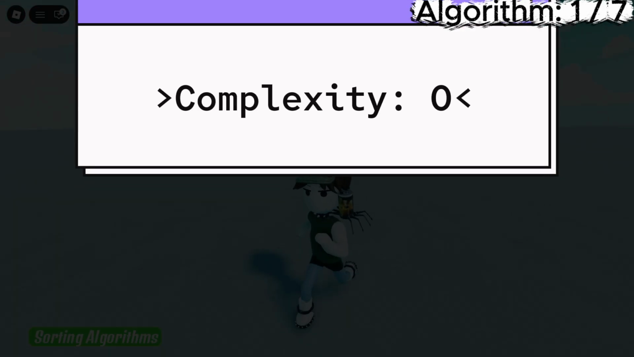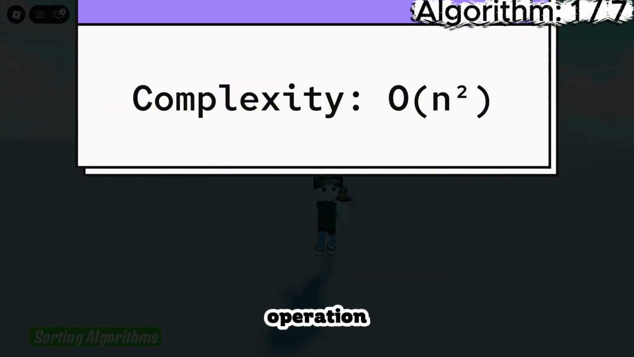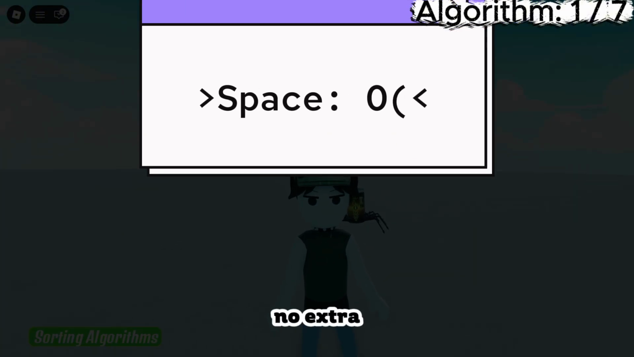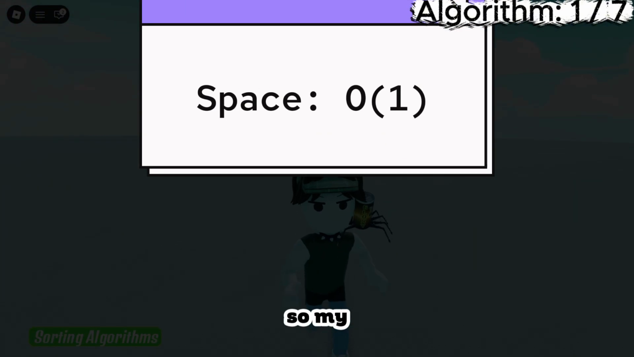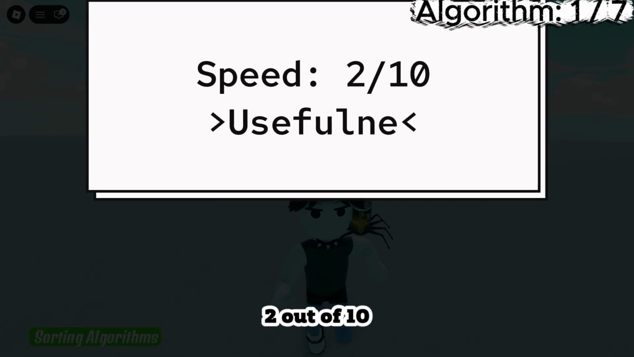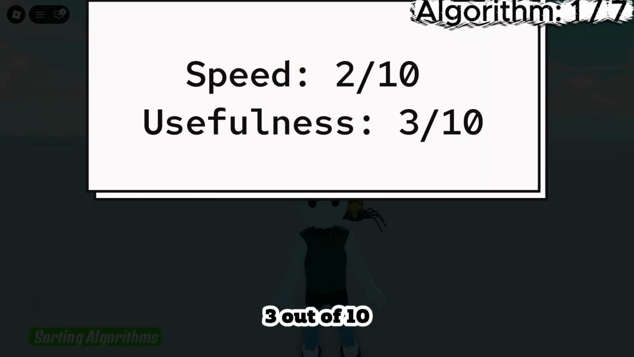For 1000 elements, that's 1 million operations. It sorts in place, no extra space needed. So my verdict: speed 2 out of 10, usefulness 3 out of 10. You will encounter it in a CS class or a coding contest. Outside of that, rare.